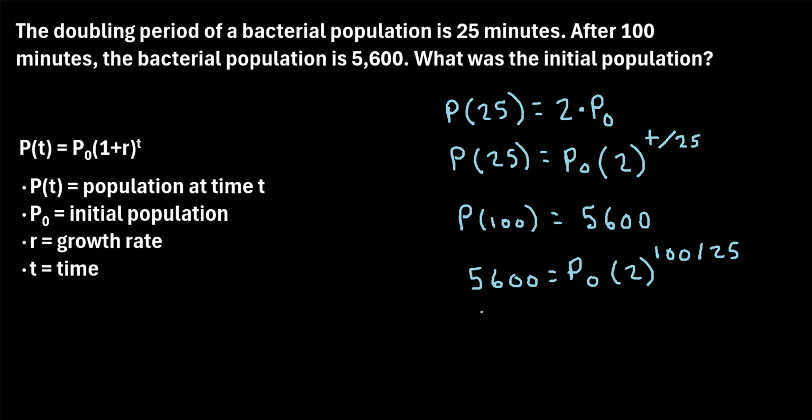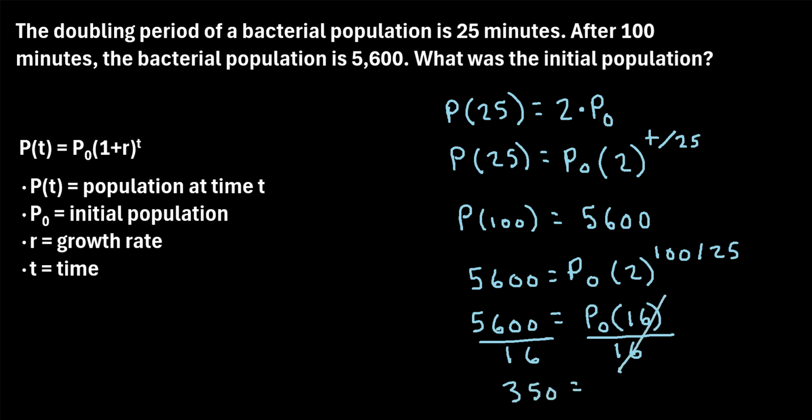So let's do that. So we get 5,600 is equal to p sub 0. Now 100 divided by 25, that's 4. So this is really 2 to the 4th power. Now 2 to the 4th is 16. So we have p sub 0 times 16. So to solve for p sub 0, we just divide both sides by 16. And we'll find that 5,600 divided by 16 is 350. On this right-hand side, these 16s cancel out. We're just left with p sub 0, the initial population. So our final answer is 350. This is what the initial population must have been.